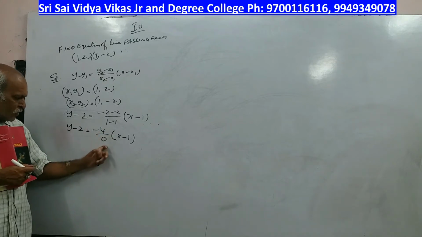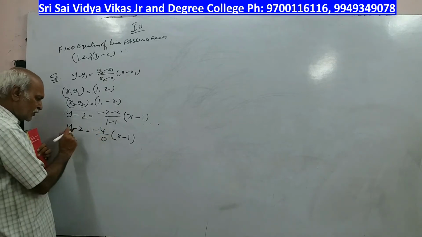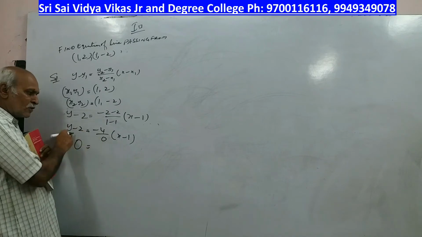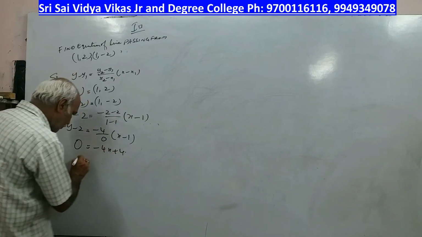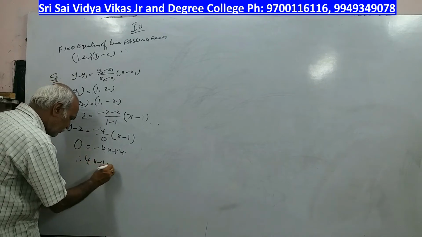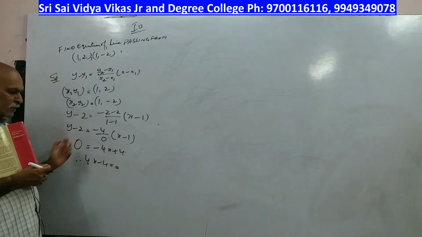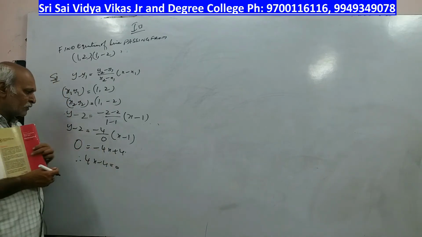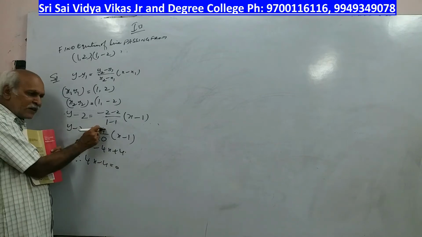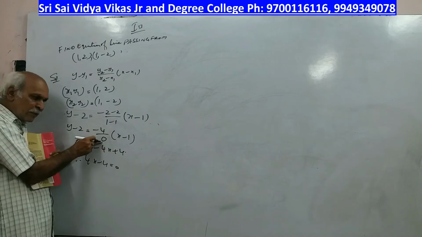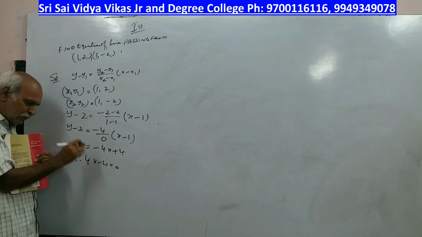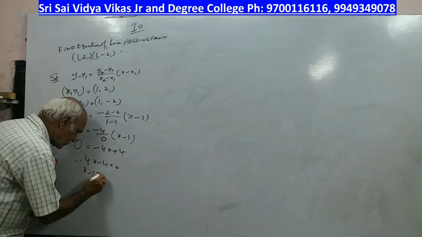Don't take confusion. Simply cross multiply, sir. 0 into y minus 2, 0. Simply cross multiply, sir. Then what happens? Minus 4x plus 4. Therefore, 4x minus 4 is equal to 0. Because I am bringing the term this side, so 4x minus 4 is equal to 0. In the previous one, numerator was 0, so this was becoming 0. Denominator cross multiply. Here, denominator is 0, cross multiplication will give you 0. So x minus 1 is equal to 0.